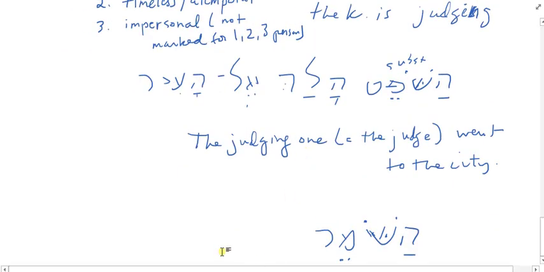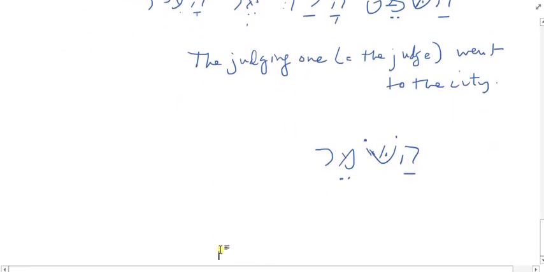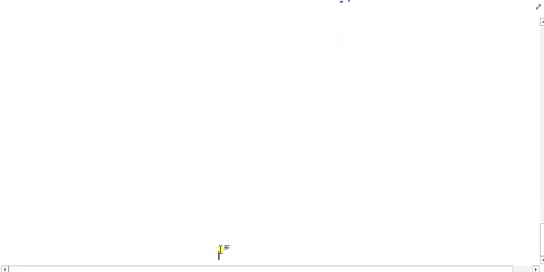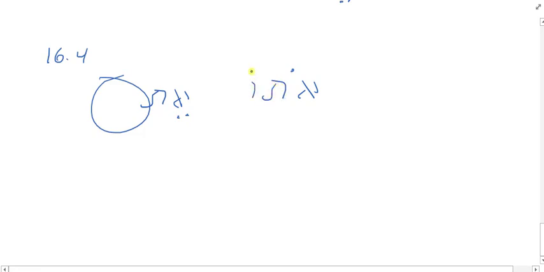The last thing in this chapter just has to do with this matter of adding pronominal suffixes to the direct object marker. That's 16.4. You know how et marks definite direct objects, right? So if I want to say John killed him, I can add a direct object suffix directly to the et to get the pronoun him as the direct object. And it's going to be o, though. It'll almost always have a holem here.